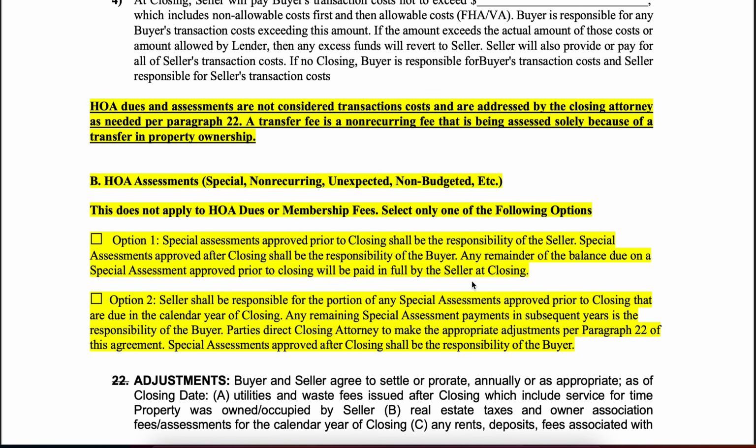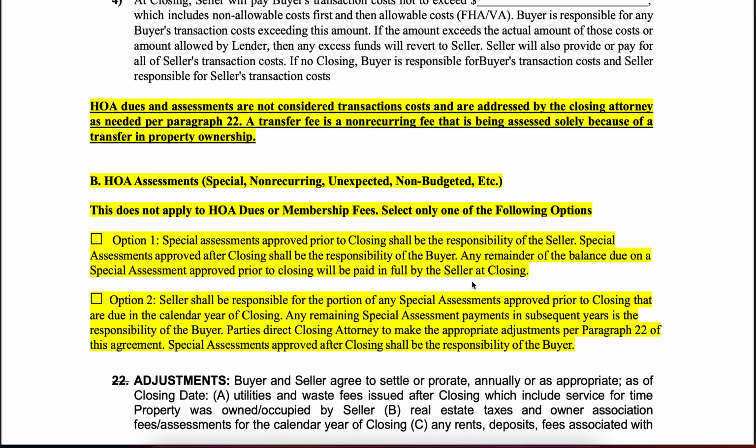It's essentially saying the sellers can be responsible for any portion of that special assessment approved prior to closing and that is due within the calendar year of closing. So again, in that 5-year stretch where we had a $20,000 assessment over a 5-year period, the seller will be responsible for that first $20,000, and then any remaining special assessment payments in subsequent years are the responsibility of the buyer. Essentially, whoever is reaping the benefits of it, whoever's living in the home at the time that bill goes out, would be the one who's responsible for it, and we're going to allow the closing attorney to make the appropriate adjustments as needed.